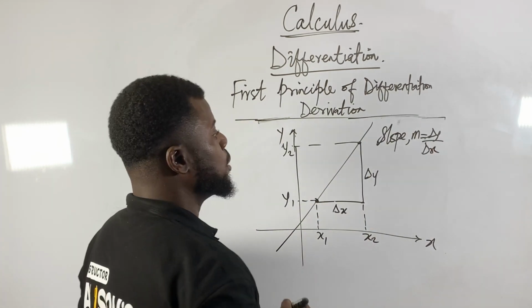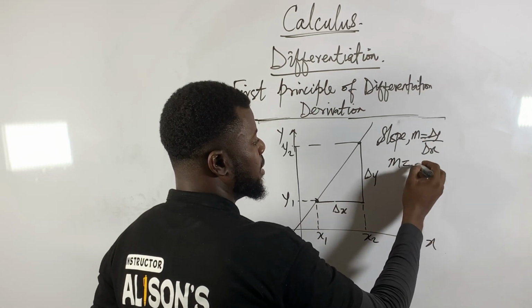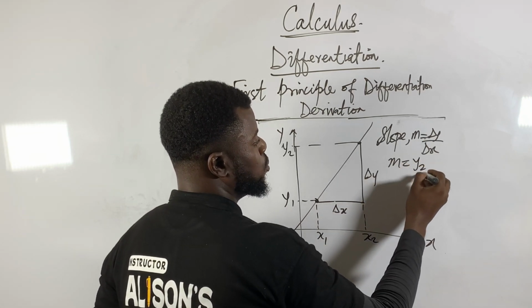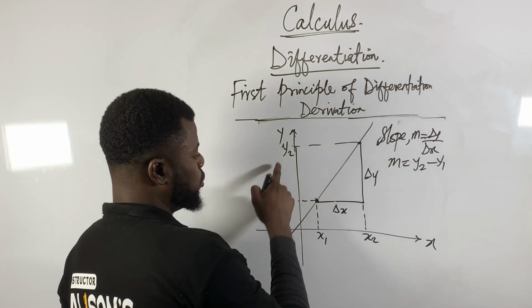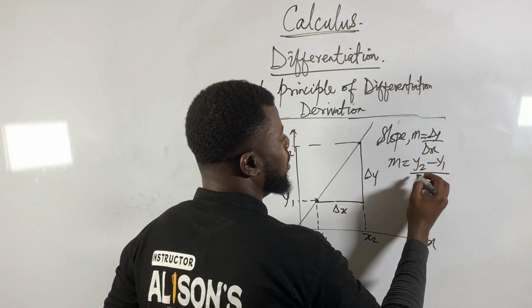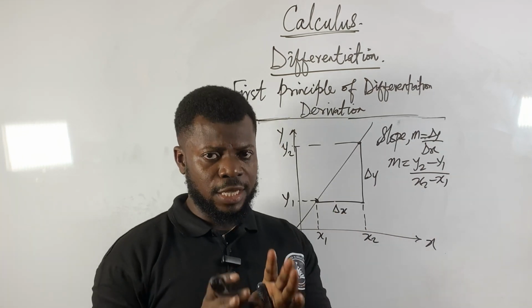That means it is likely they tell us, say m will now be equal to the change in y over the change in x, which means y2 minus y1. That's the change in y. The change in y, y2 minus y1, over x2 minus x1. You get the point now.